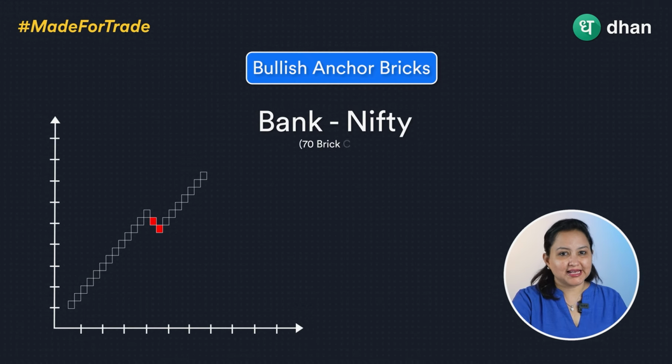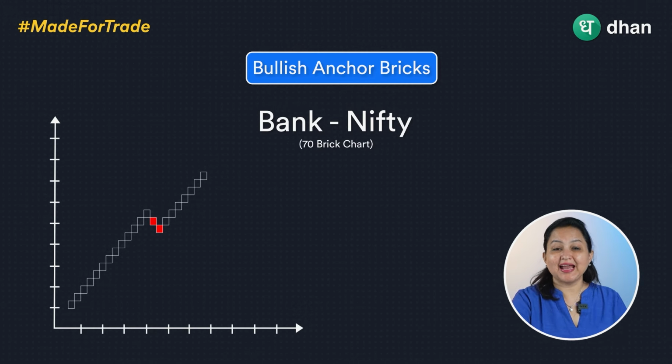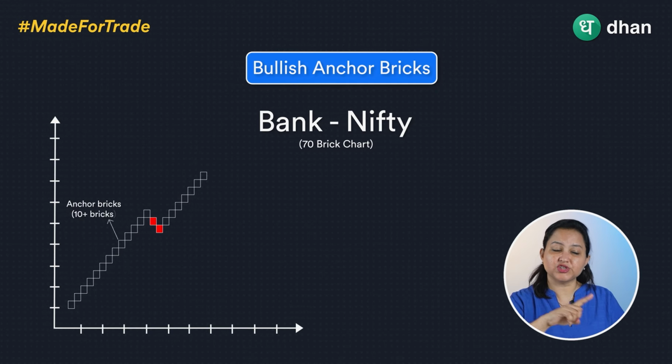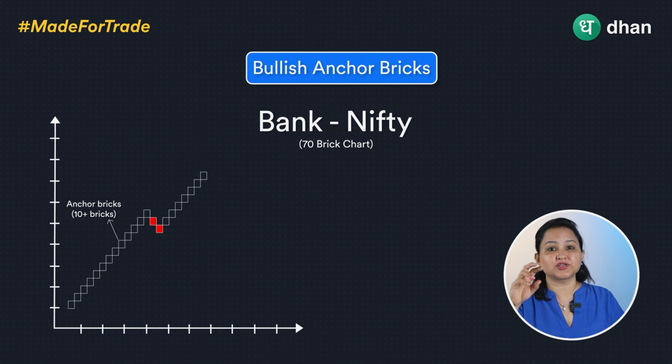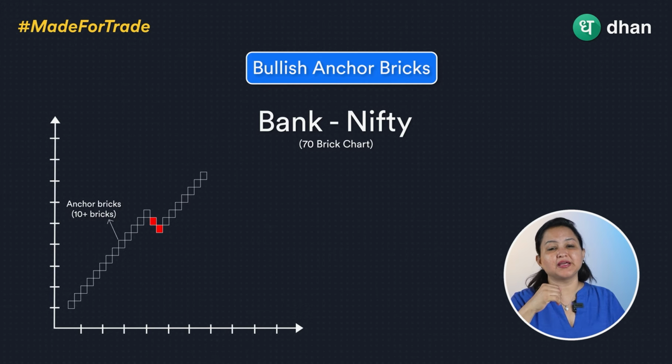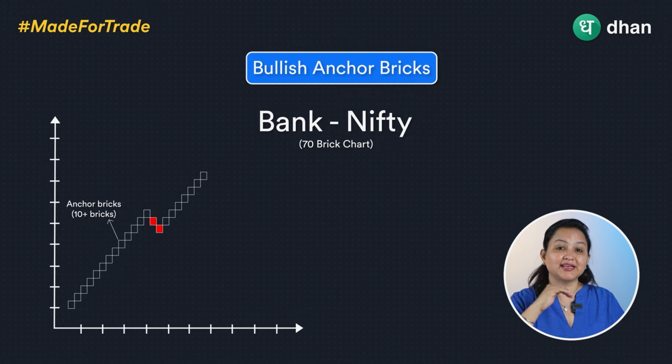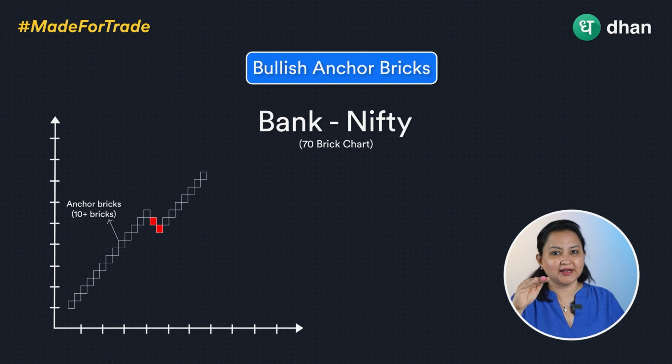Here the brick size used is 70, and you can see this anchor brick which has got more than 10 bricks which are printed in one single row or one single string. There is no pullback happening at all. So there is a strength, there is a momentum on the bullish side.